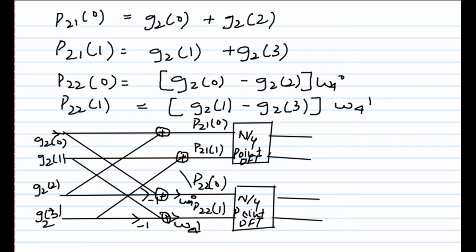Now again, in this case, we need to find N by 4 point DFTs. This is the last step, because 8 by 4 is 2 point DFTs. Beyond 2 point DFT we cannot go. So this last step will be finding 2 point DFTs. How many 2 point DFTs do we need to find? We need to find 4 two point DFTs, because N is 8. So we have 2 plus 2 plus 2 plus 2, that is a total of 8.